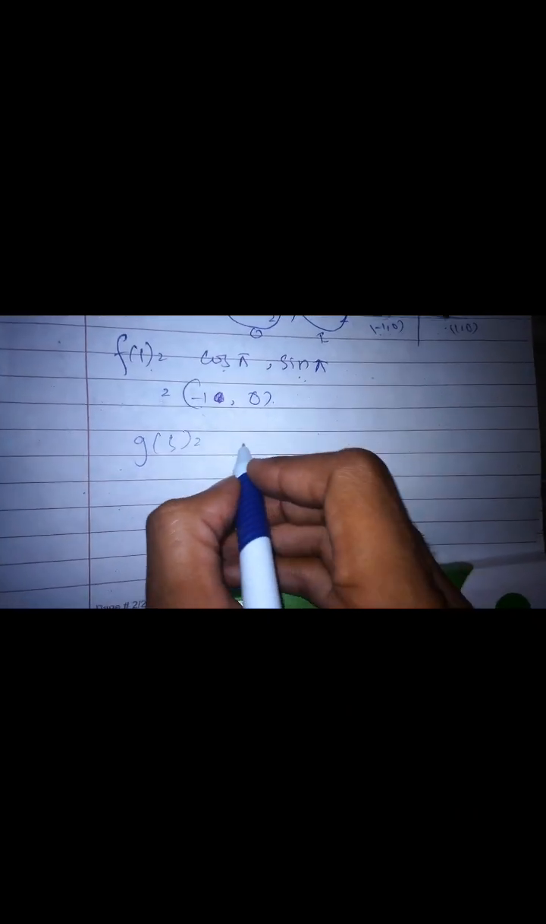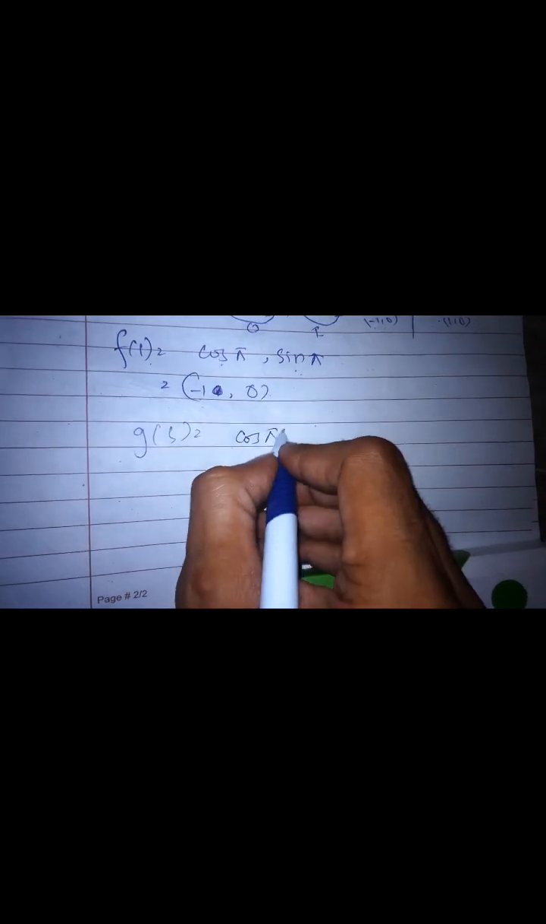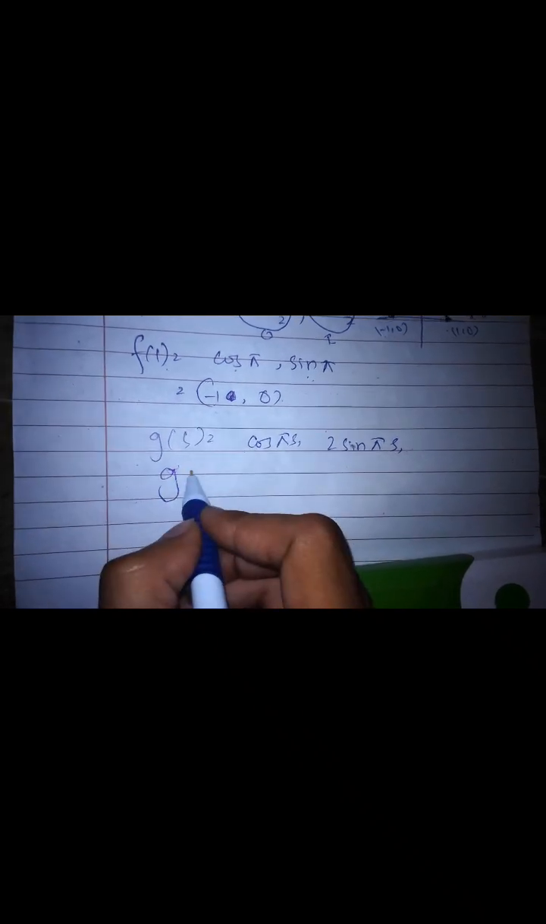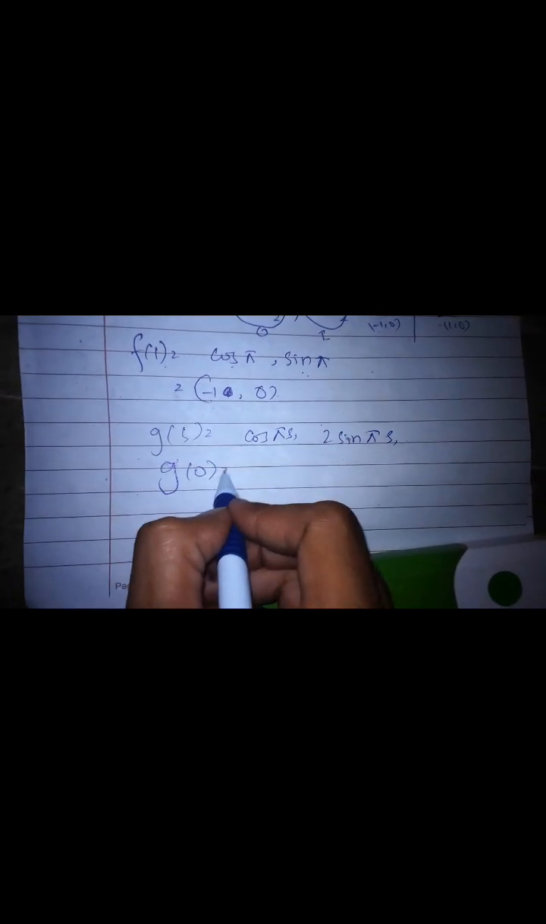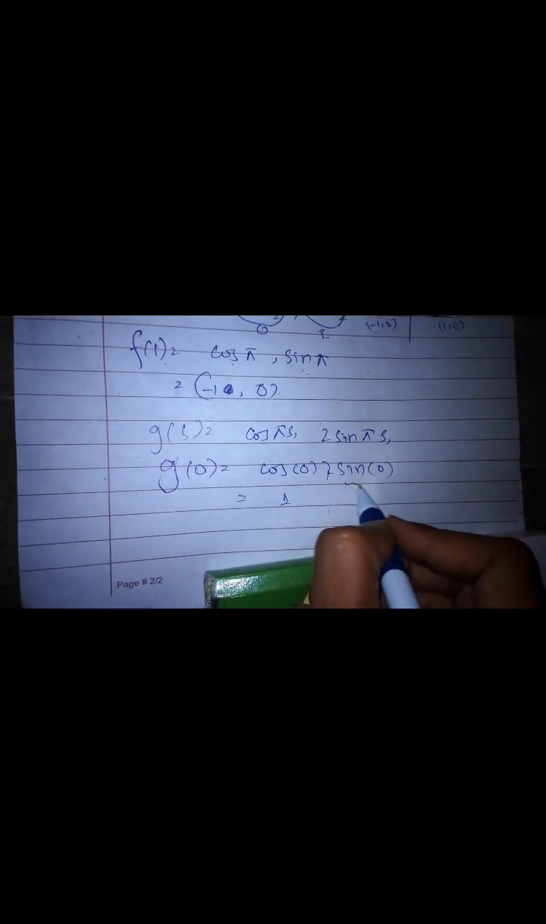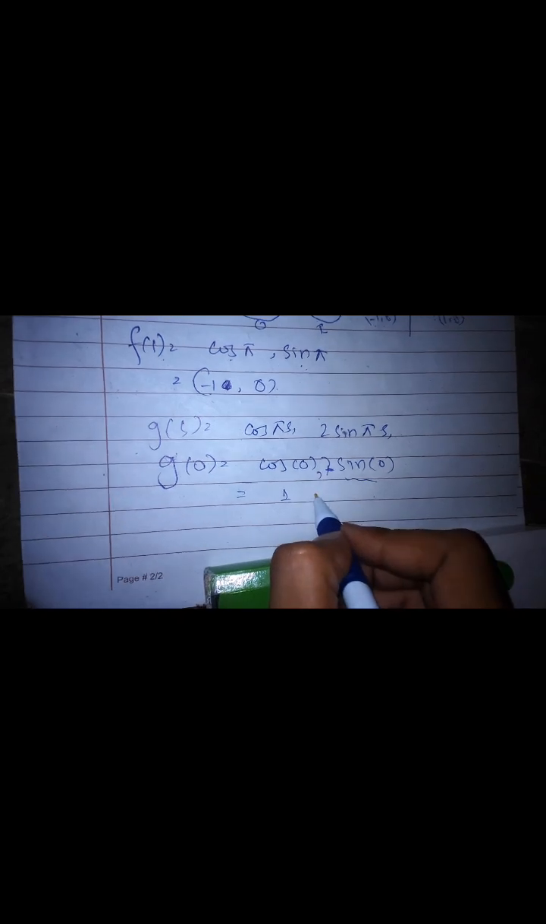Let's say one more path, g of s, is equal to (cos pi s, 2 sin pi s). If we substitute g of 0, s is equal to 0, we get (cos 0, 2 sin 0). Cos 0 is equal to 1 and sin 0 is equal to 0, and 0 into 2 is 0. So we get this point again, (1, 0).